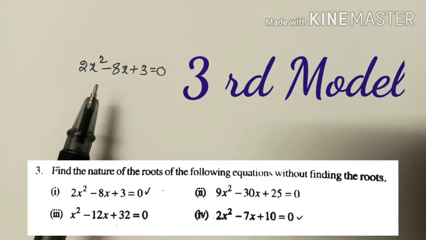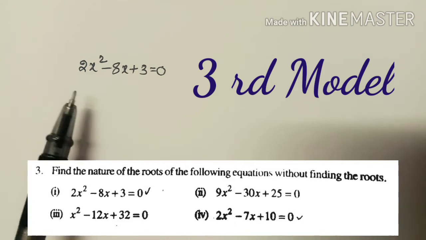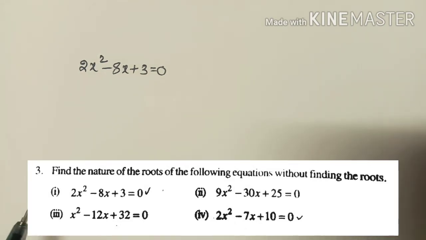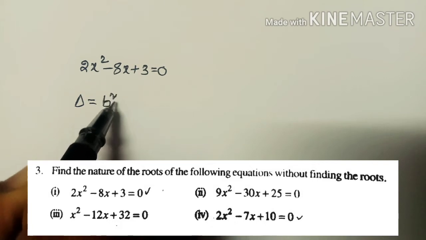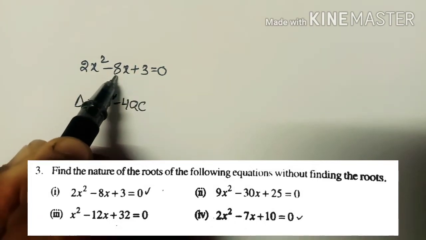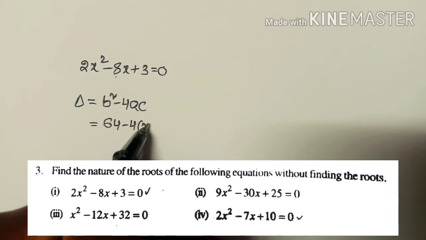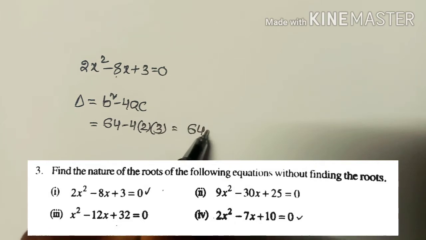Next problem. Find the nature of the roots of the equation without finding the roots. So here the given equation is 2x square minus 8x plus 3 equals 0. To find the nature of the roots, first we take the value of delta. Delta means discriminant, that is b square minus 4ac. Here b is equal to minus 8, so 64 minus 4 into a c, 2 into 3, and this is 64 minus 24 equals 40.